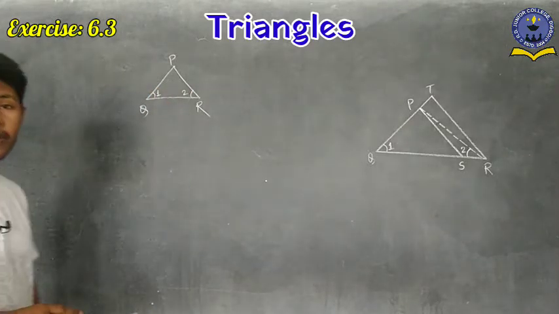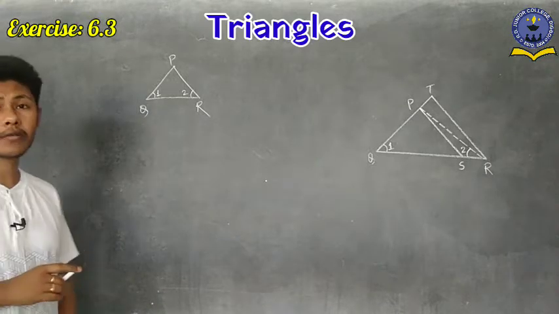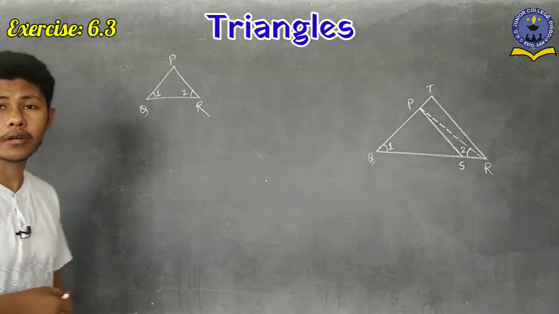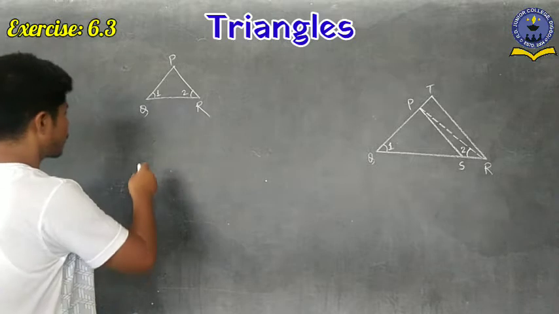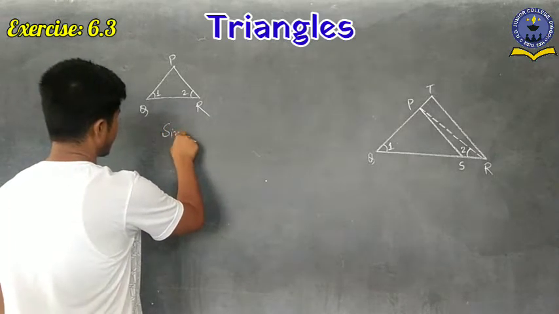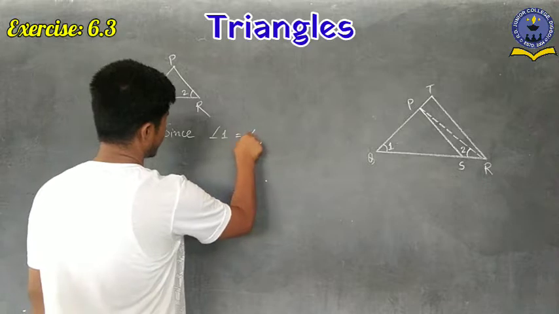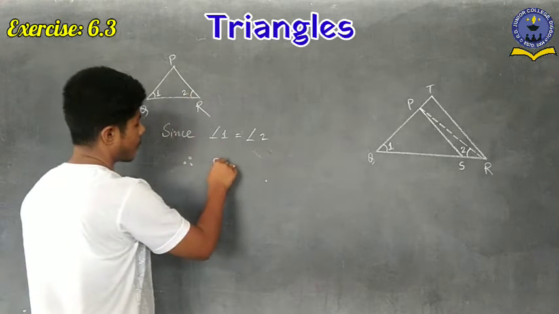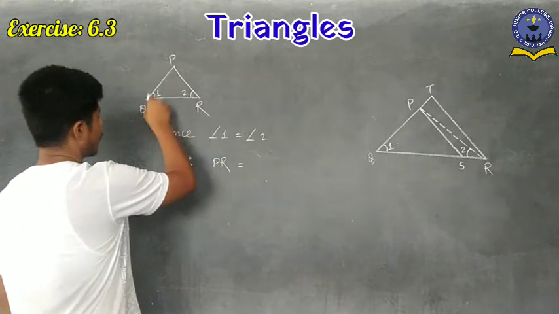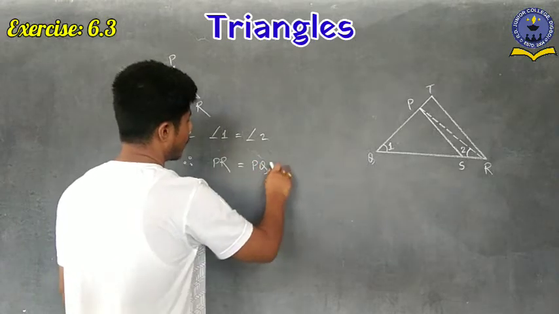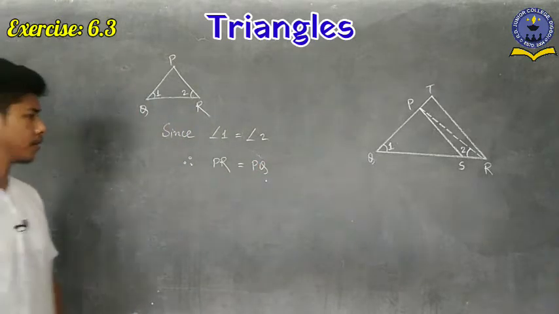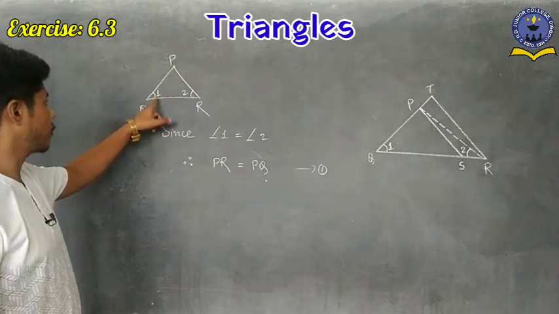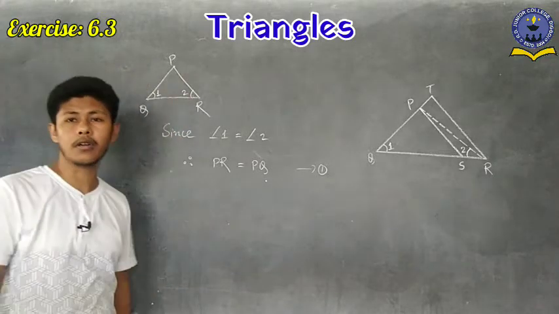One property we know, and the property is what? If two angles of a triangle are equal, then their opposite sides are also equal. So for that reason, we can write, since angle 1 is equal to angle 2, the opposite of 1 is the side PR, so we write PR, and the opposite side of 2 is PQ, so we write PQ. If you want, you can write the reason in brackets, and we put this as equation number 1. Reason: in a triangle, if two angles are equal, then their opposite sides are also equal.